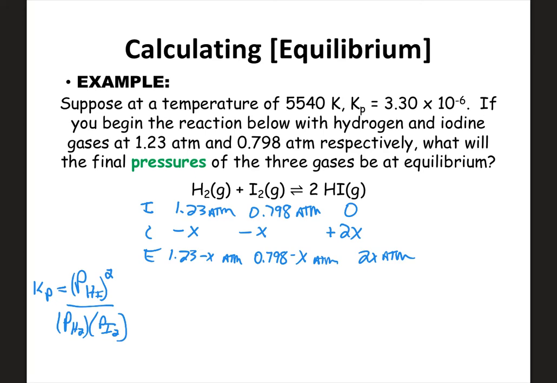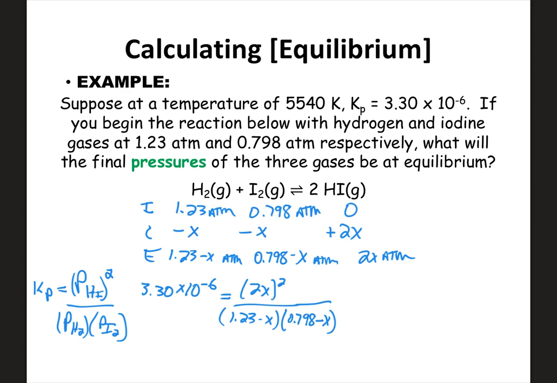Now I can plug in my values here. They told me that Kp was 3.30 times 10 to the minus 6, and that's going to be equal to the pressure of HI squared, so it's going to be 2x squared on top, all over 1.23 minus x times 0.798 minus x on the bottom.